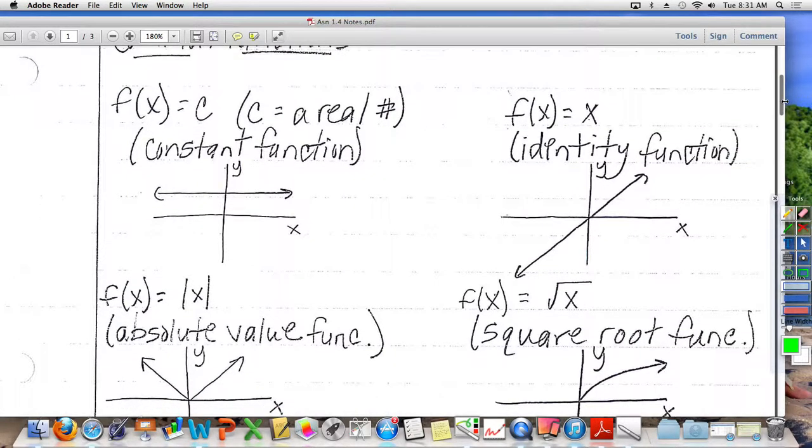So if you have a function, f of x is equal to c, where c is some real number, that's called a constant function. That's just like having y equals 5. If it's y equals 5, you guys know you have a horizontal line. I'm going to change my color here.